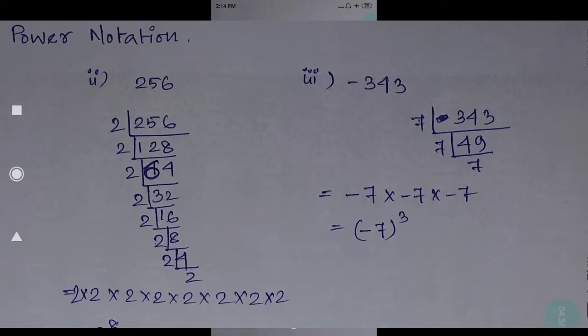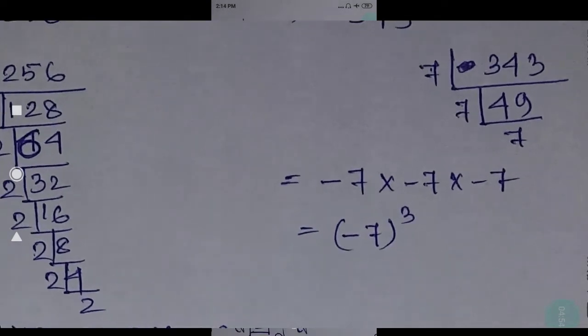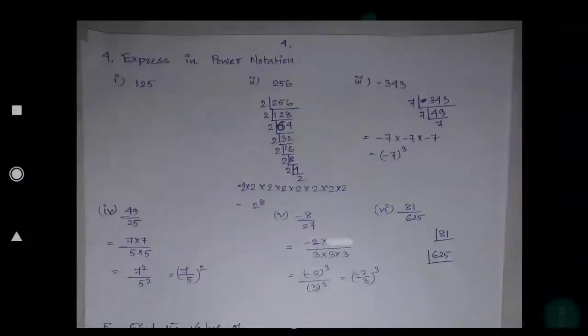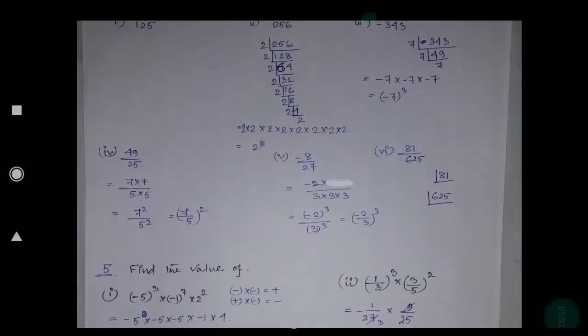If you remove this minus, what are the factors of 343? 7, 7, 7. But here minus is given, so I have to write minus in all the cases. Minus 7 into minus 7 into minus 7, so it would be minus 7 power 3. So is it in the form of power notation? Yes, because 3 is your power and minus 7 is your base.